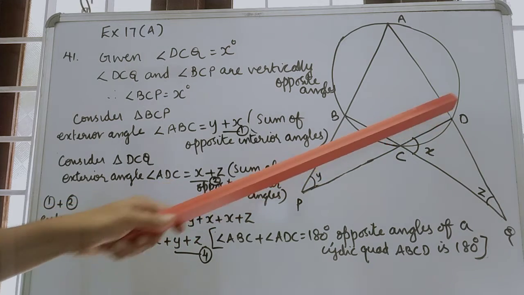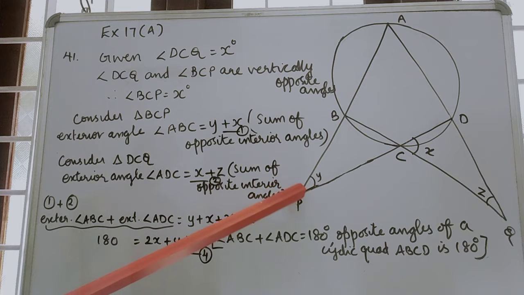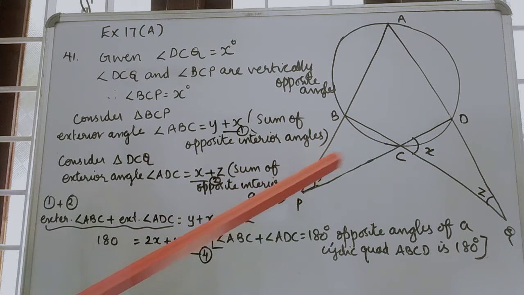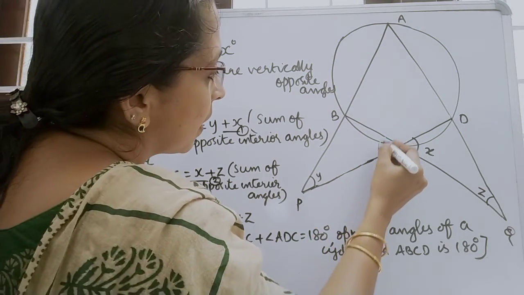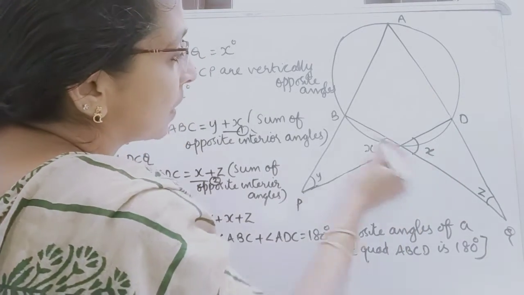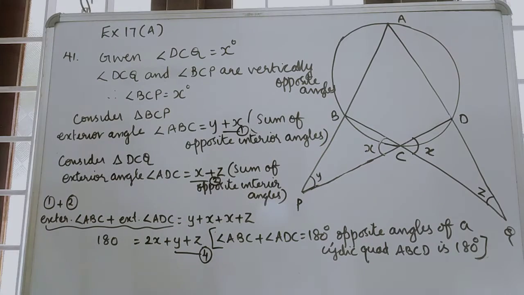Since DCQ and BCP, these two are vertically opposite angles, BCP will be x degree. Since DCQ is equal to x, BCP will be x degree since these two are vertically opposite angles.